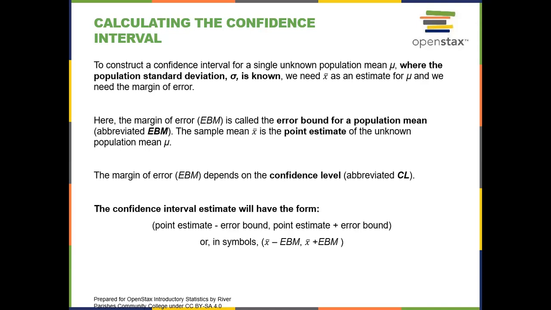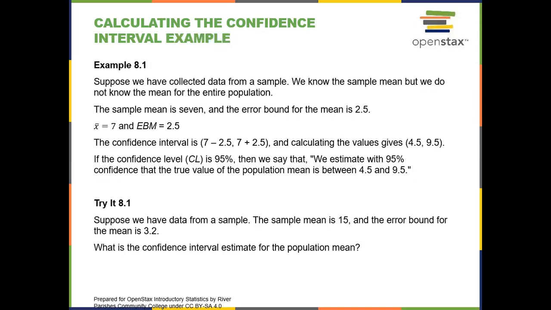We have a point estimate coming from the sample, that is the sample mean. The lower boundary of the confidence interval, within which most probably the population mean will fall, is X bar minus EBM, the error bound for a population mean, also called margin of error. So it's X bar minus margin of error at the lower end and X bar plus margin of error at the upper end.